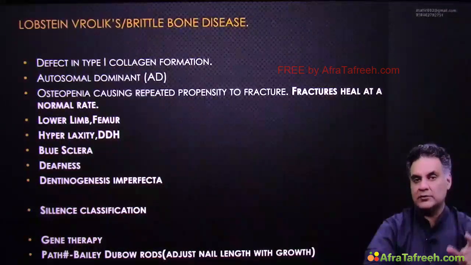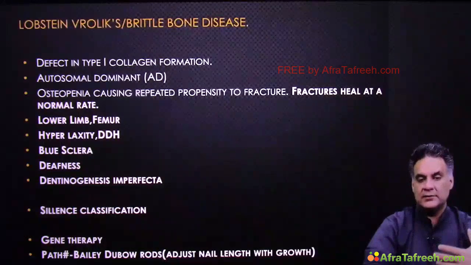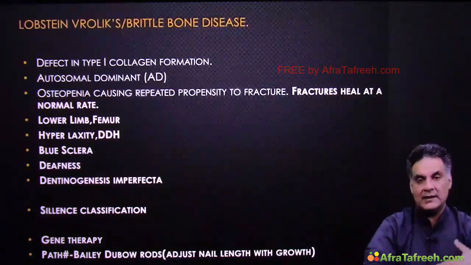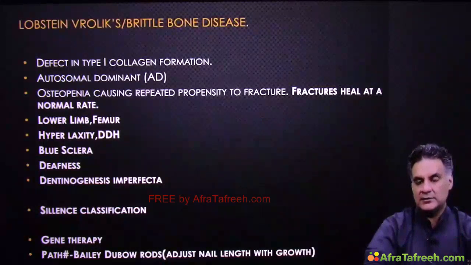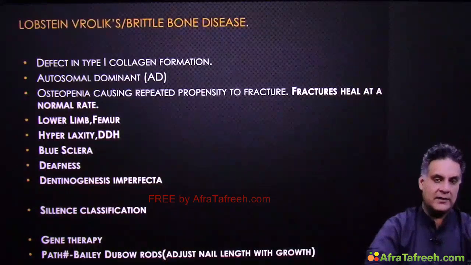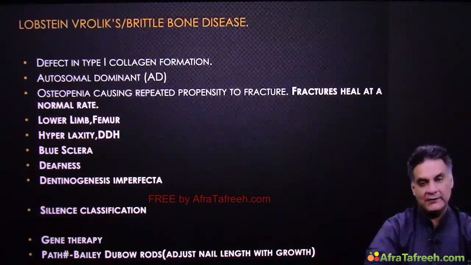Osteogenesis imperfecta is the most common cause of multiple fractures at birth. It is associated with hyperlaxity and developmental dysplasia of the hip. Blue sclera. That image can come in the exam. Associated with deafness and dentine defect. Sillence was the man who classified it. Such a name only his wife could have given. Parents can't keep such a name.